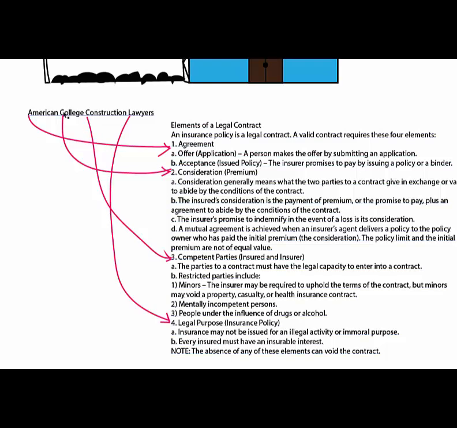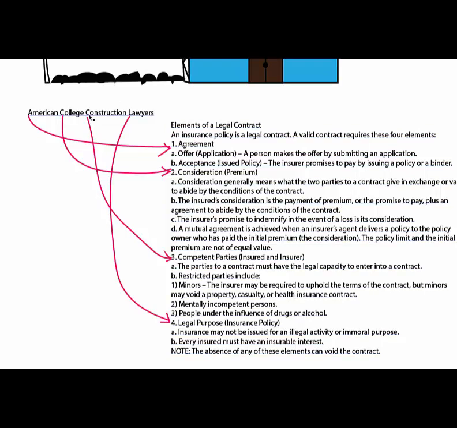Then C here is for consideration. The premium paid in an insurance contract is consideration. And consideration generally means that the two parties to a contract give an exchange of value to abide by the conditions of a contract. So in this case, payments for premium is the consideration.